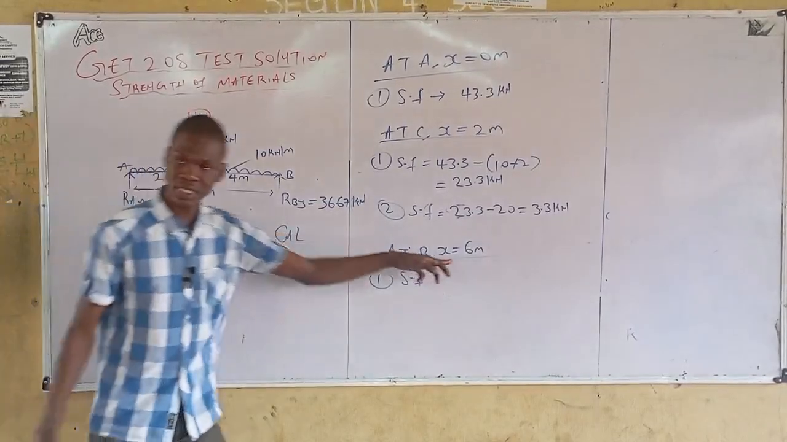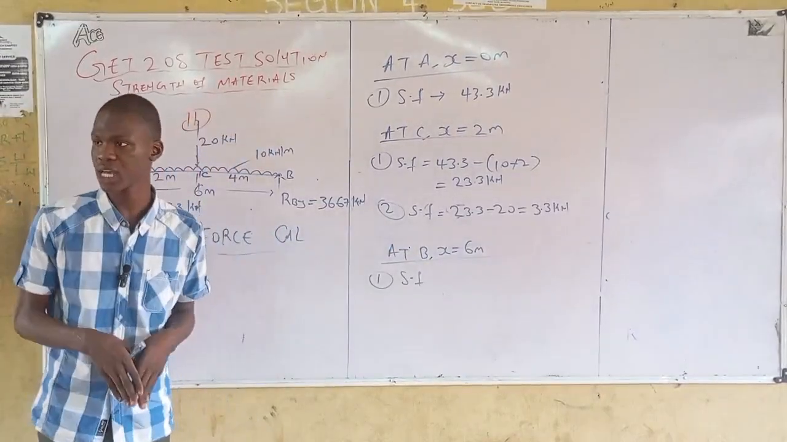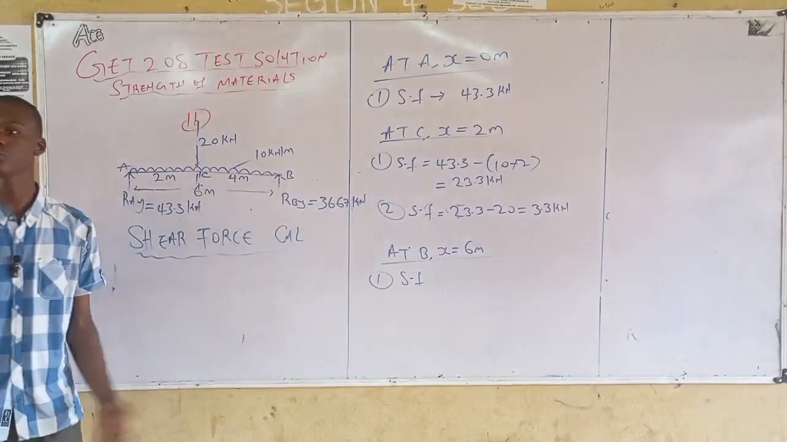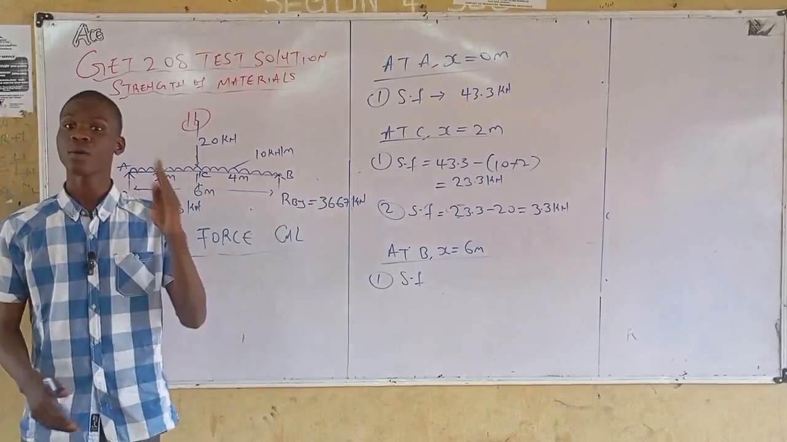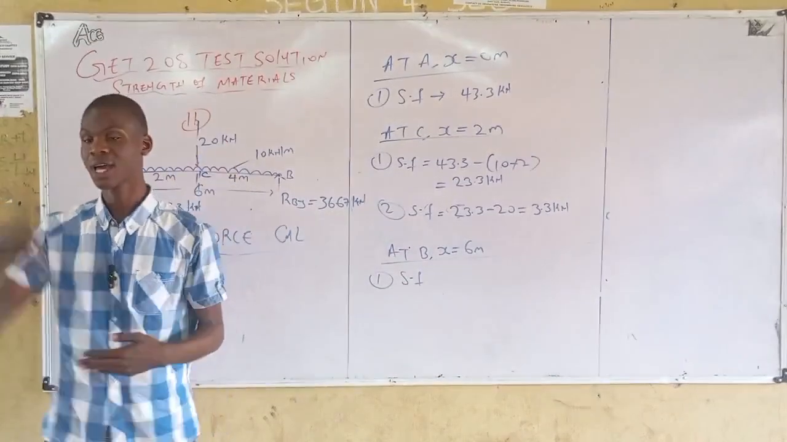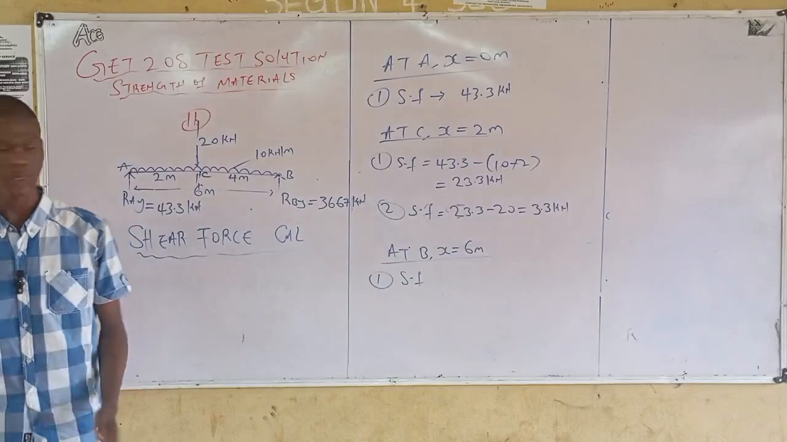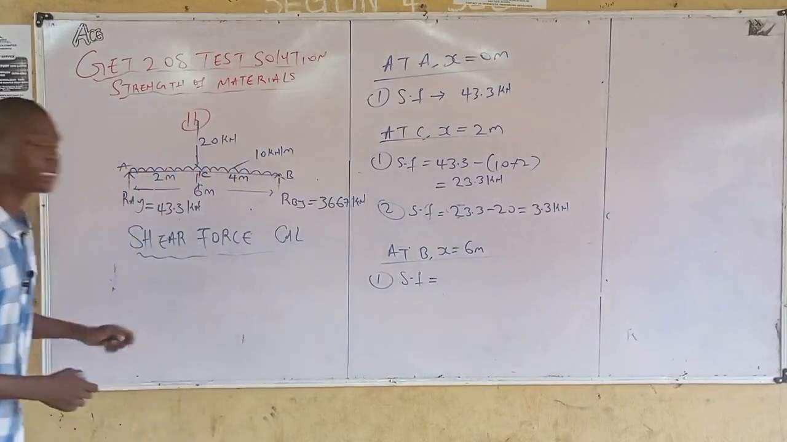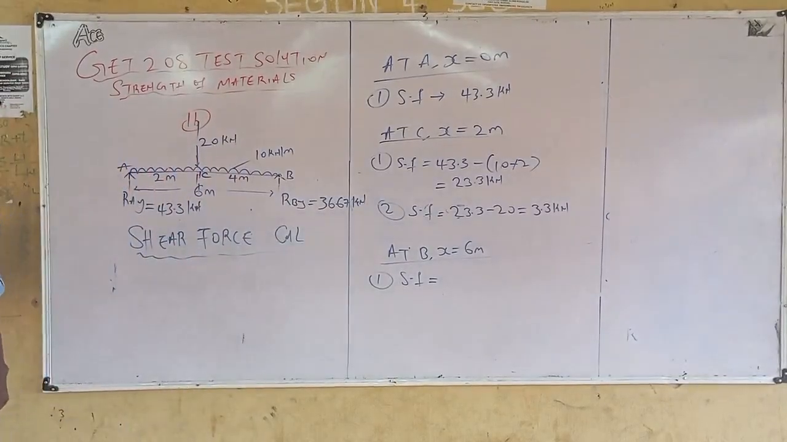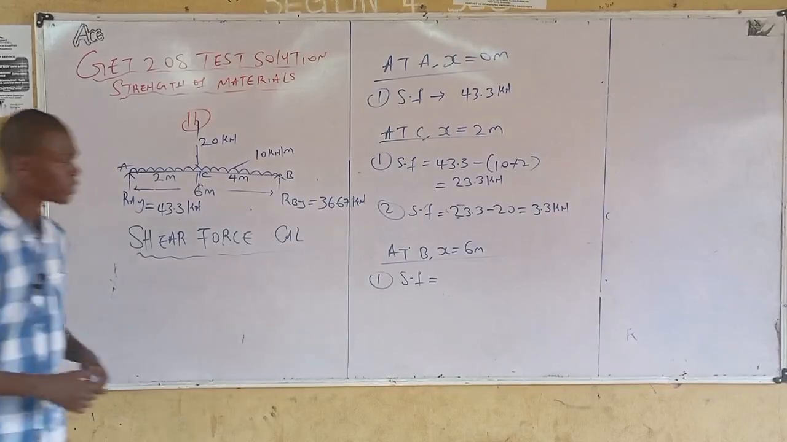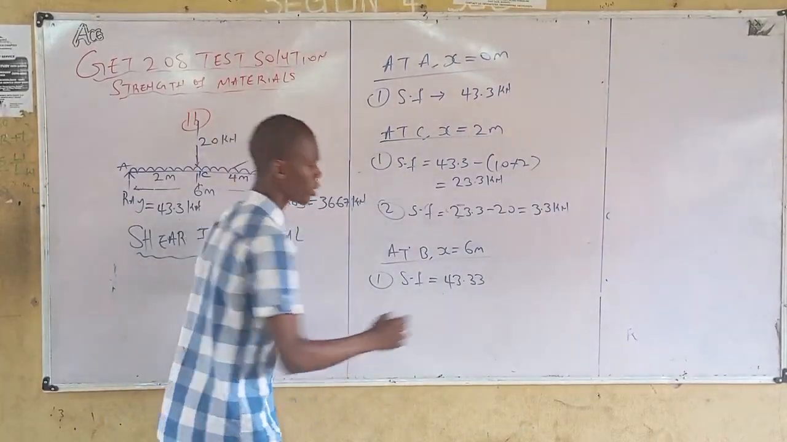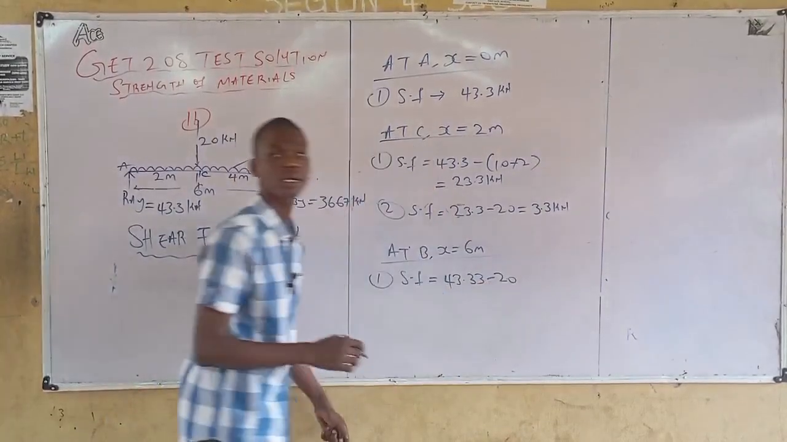So it means to get the first value of shear force, I will consider RAY, I will consider this 20, and I will consider this U.D.L. Don't forget, acting upward, positive. Acting downward, negative. Now, that will now be what? 40. Are you getting it? That will now be what? 43.33 minus 20.